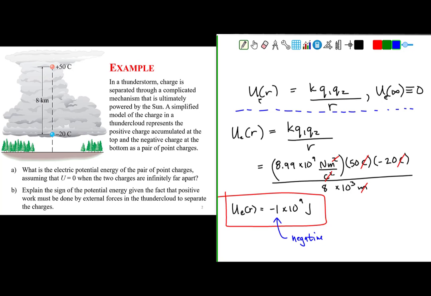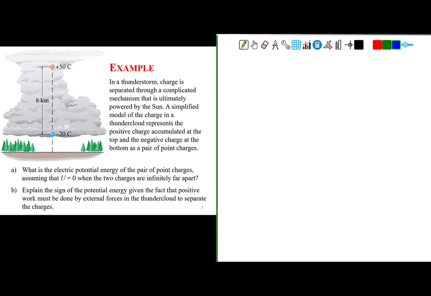Well, to look at that, let's revisit how we defined potential energy. We define the change of potential energy as being equal to minus the work done in moving an object between 2 points A and B.